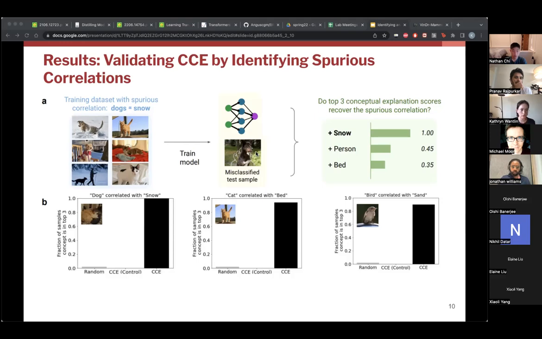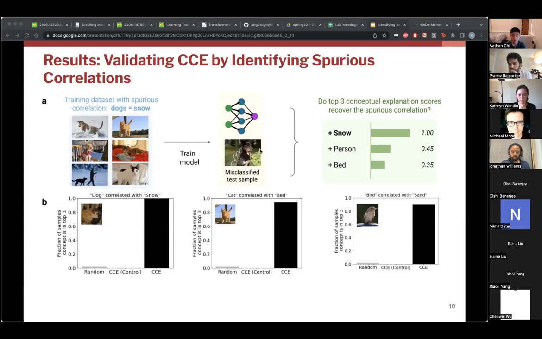So for CCE control, as expected, there shouldn't be any identification of spurious correlation because they didn't specifically design for that. If those correlations are happening randomly, they're sometimes going to be picked up just by chance. But if you apply the CCE algorithm, I think for 100 or more than 90% of your test examples, for most of these cases, you're going to be able to identify that the correct concept is being correlated with that particular label.